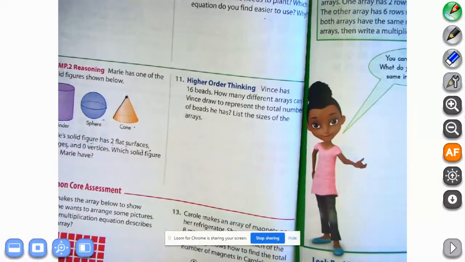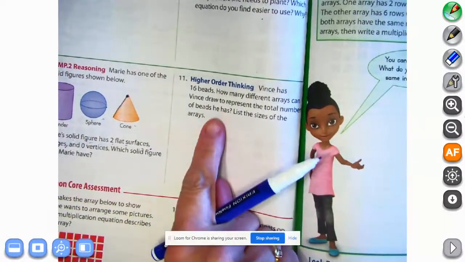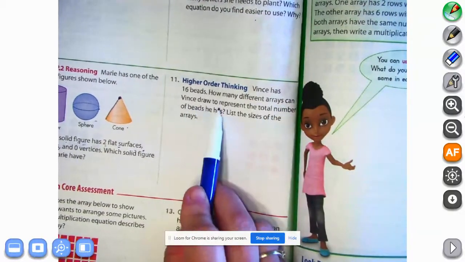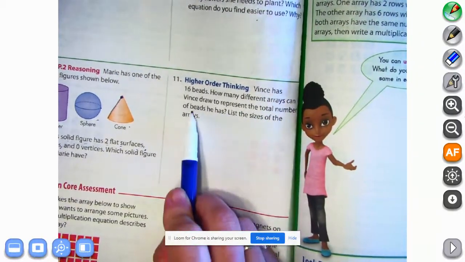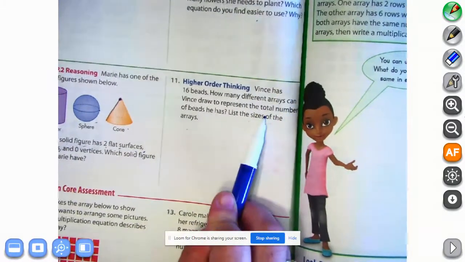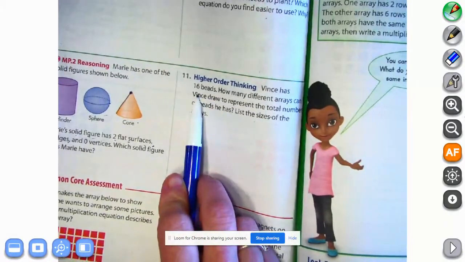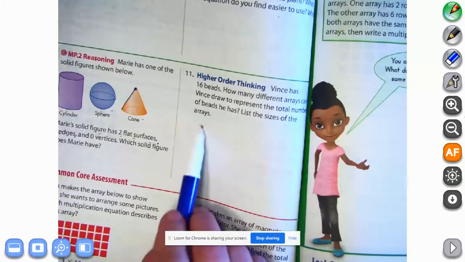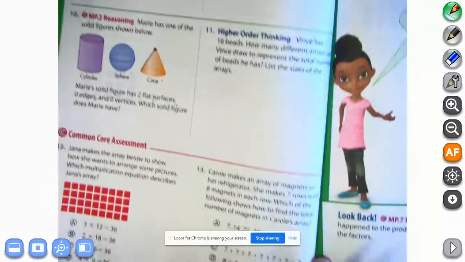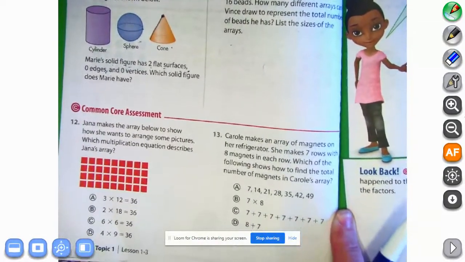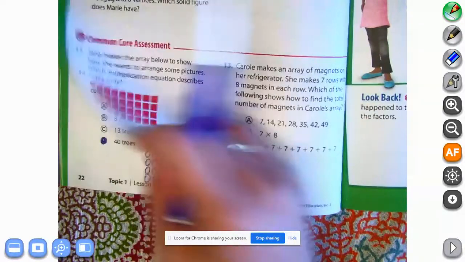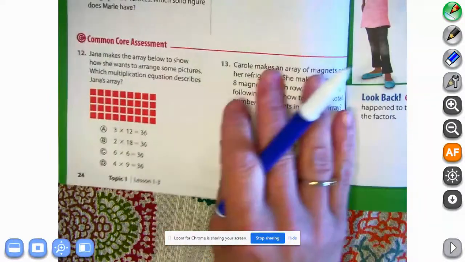Number 11 says, Vince has 16 beads. How many different arrays can Vince draw to represent the total number of beads that he has? List the size of the arrays. So, how many ways can we get to 16 beads? Draw some arrays. How could we do it? Represent the total number of beads. Okay, you're going to do your best on this. And remember, always look back on our practice pages because they help us.